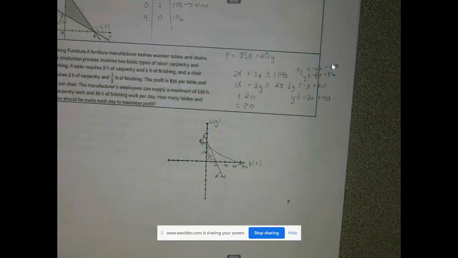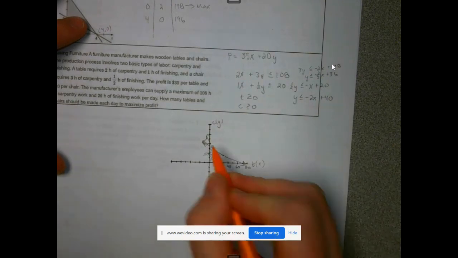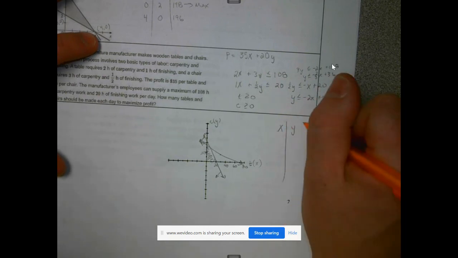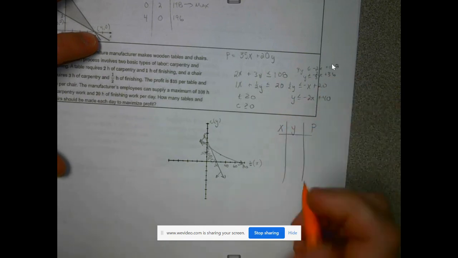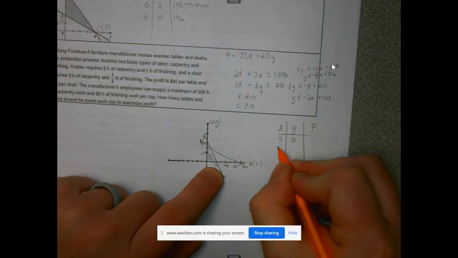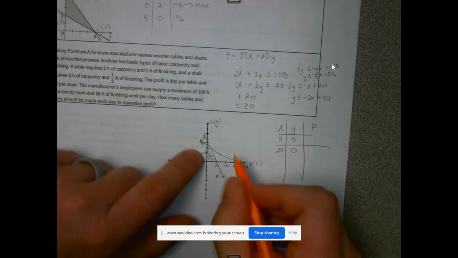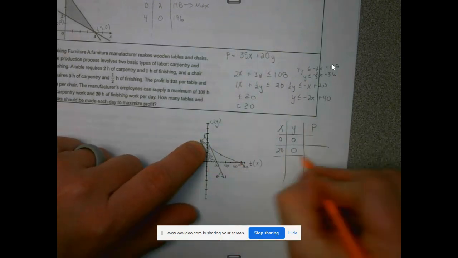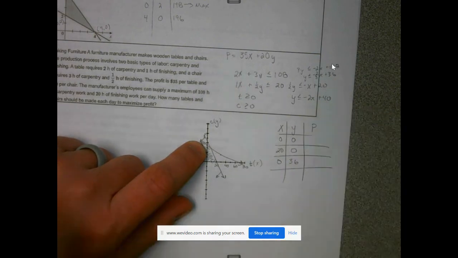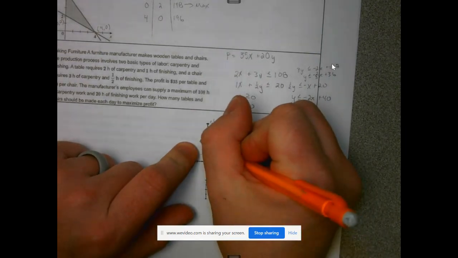Okay, now it can be a little bit hard to find where the vertices are. I have 1, 2, 3, 4 vertices. So if I make a table here, I have 0, 0. I have 20, 0. I don't need this one out here. I have, this one was 0, 36. That was using the y-intercept. Now this one out here, I don't know and I need to find.